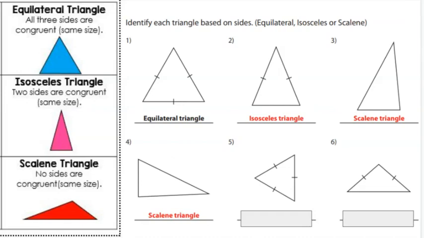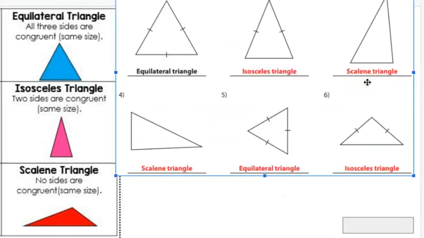Hopefully you're doing okay so far, going over these answers and making sure that you're using the definitions on the left. Here you can see that all the sides are the same because there's a tick mark on each side. So that means it is an equilateral triangle. And the very last one, you can see tick marks here and here. So it is isosceles.